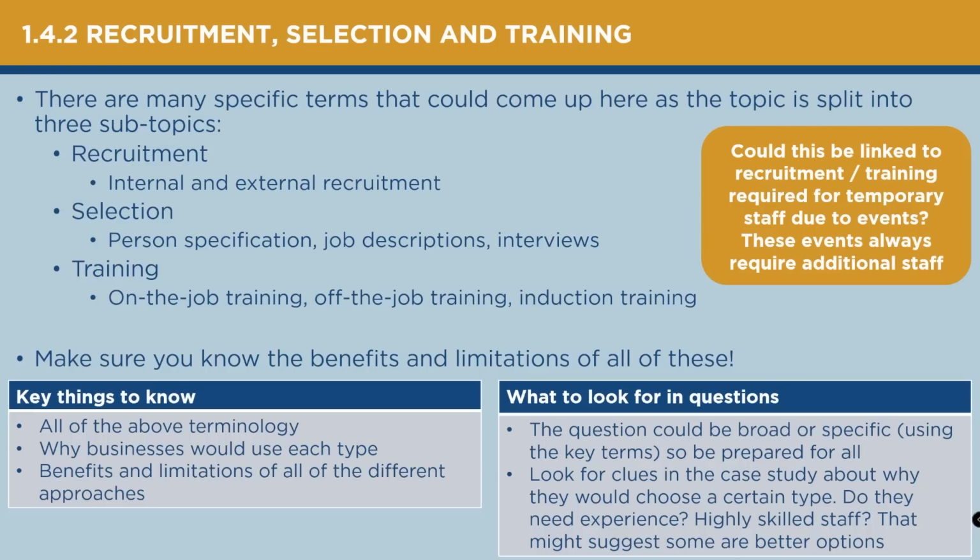Make sure you know the benefits and the limitations of all of them. So why a business would use on-the-job versus off-the-job, why a business would use internal recruitment versus external recruitment. I just think, you think about the events, for example. If there are any events, then these events are going to have to bring in temporary workers. And when they're bringing in temporary workers, they're going to have to recruit. And so there's a really obvious link there to recruitment.